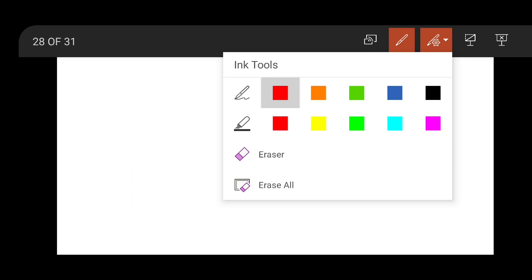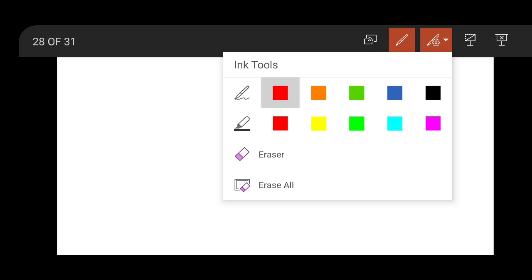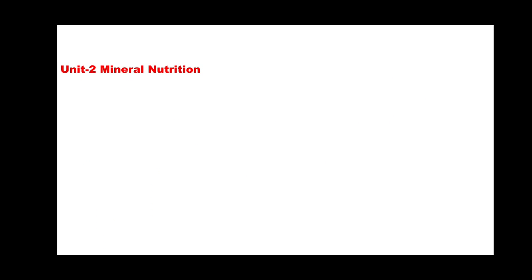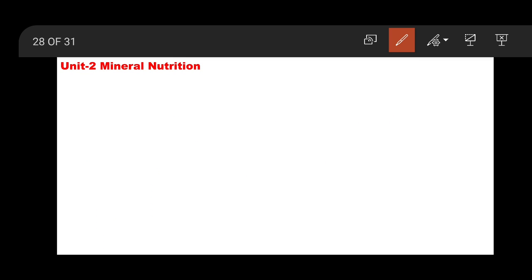So be psychologically ready for this. Don't treat it as a boring unit just because it is a smaller unit. This will bring your marks up so much at a high level. So try to do the topic effortlessly. Let us begin with the second unit, that is mineral nutrition.